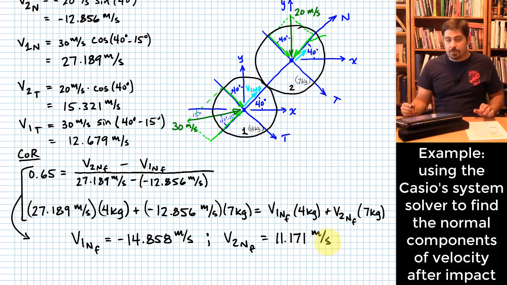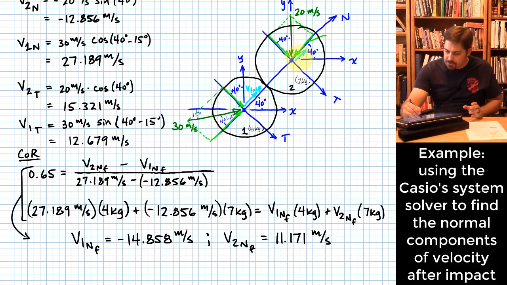All right, so what does that negative sign mean? Okay, the positive sign means that the direction that we assumed here for V2NF is correct. It means the direction we assumed for V1NF is actually opposite of that. So it's really going backwards, toward the negative n, right? That's what the negative sign means right there. It means the opposite of what we assumed.